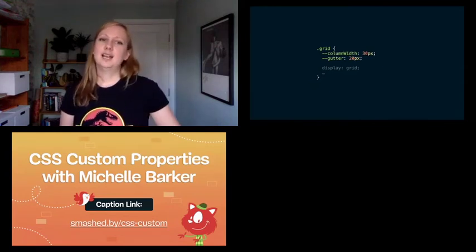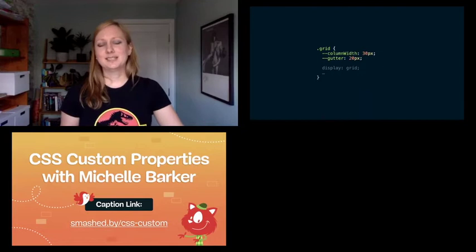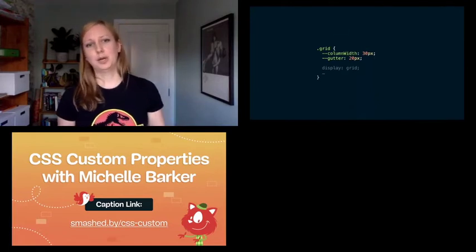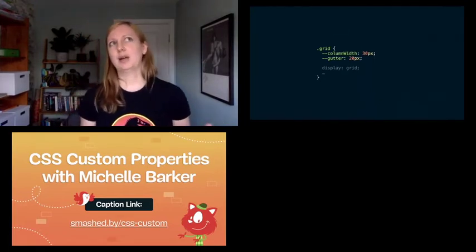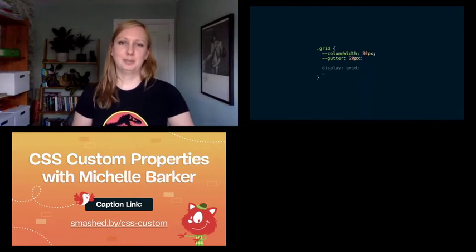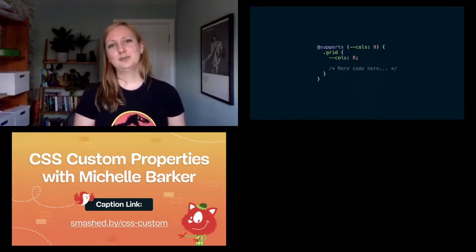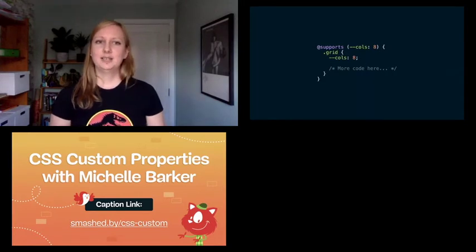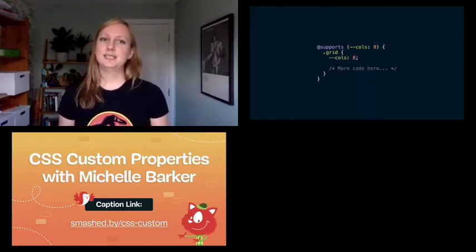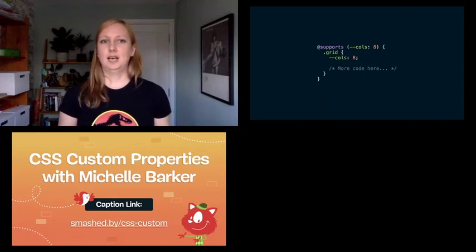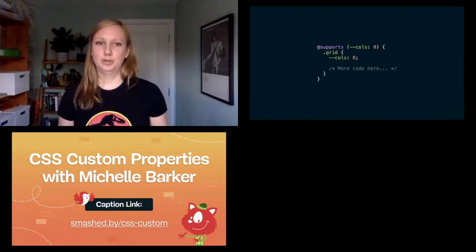The other reason I like to use custom properties with grid is because they have a really similar level of browser support. So it basically means if you're testing for one, you're testing for both. And I can't think of any browsers that support one and not the other, but I could be wrong about that. And we can test for support using feature queries. So this @supports block is basically saying if the browser supports custom properties, execute this code inside the block. Otherwise, it will be ignored.